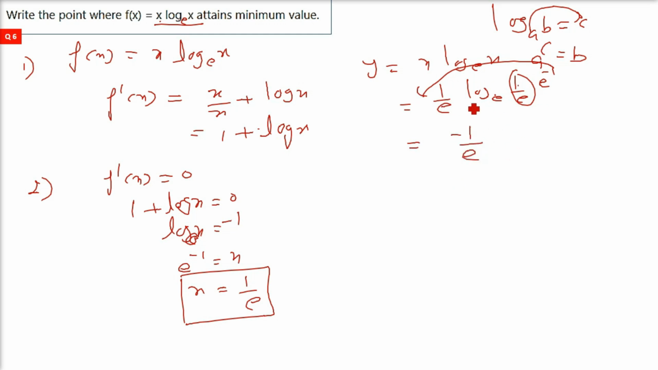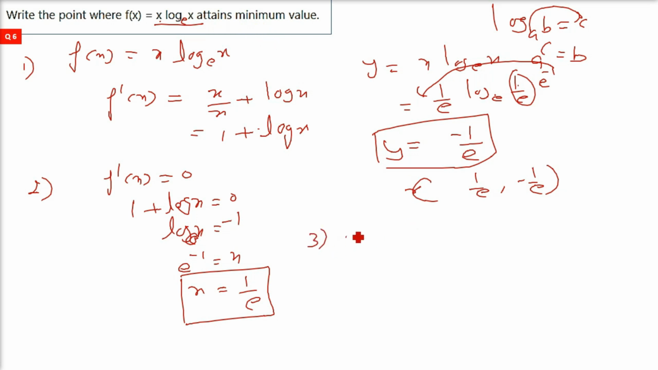So we are just completing this, just put x equals to 1 by e and that is going to give you y as negative 1 by e. So x and y we got, because the coordinates are being asked. What are the points where this attains minimum value? 1 by e and negative 1 by e is the final answer. But the double differentiation is also mandatory, because minimum can be confirmed only by that.